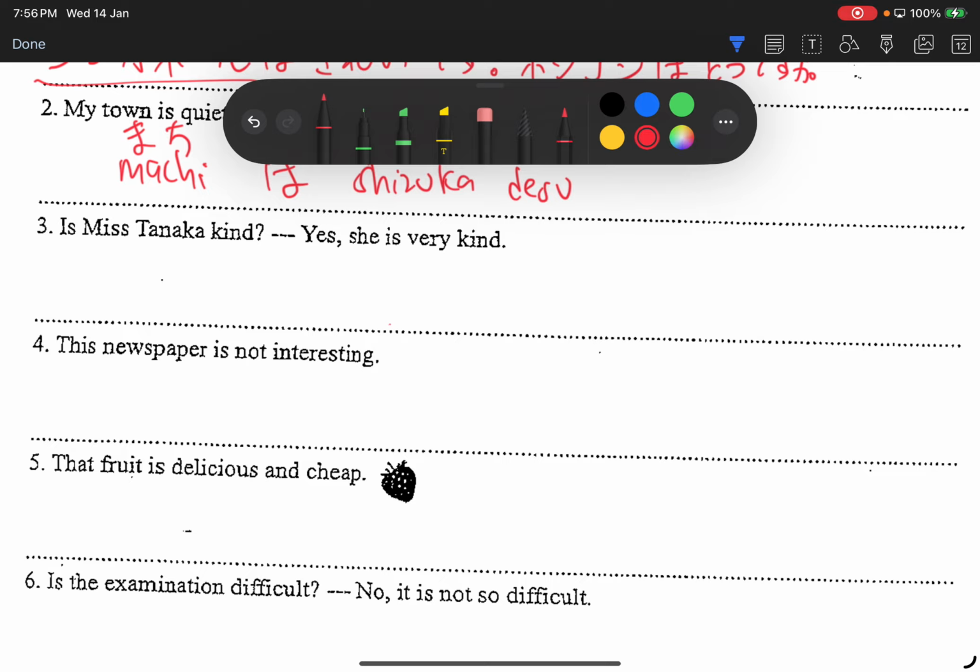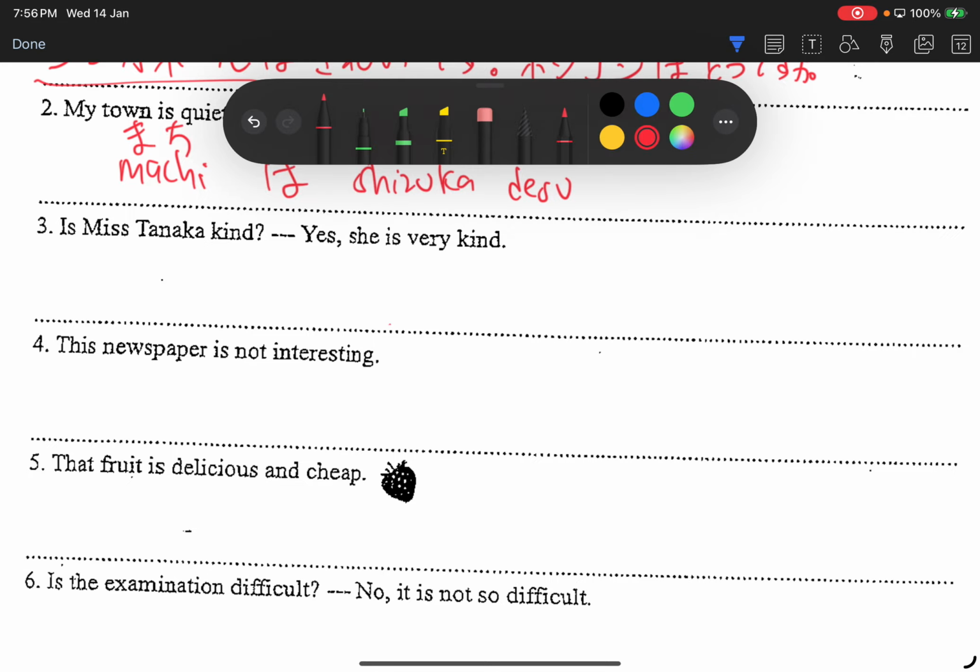Next. This newspaper is not interesting. Yes. この新聞は面白くないです. Very good. この shinbun, this newspaper. Kono shinbun wa, that's our subject. Wa omoshiroku nai desu. Omoshiroi is the original word. We remove the i, just put in the ku nai. So omoshiroku nai desu.